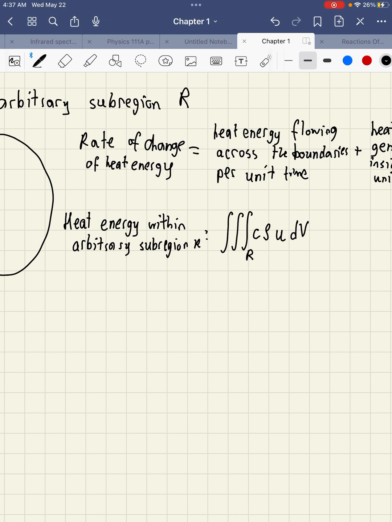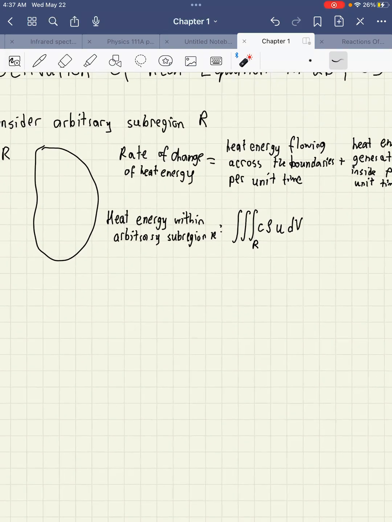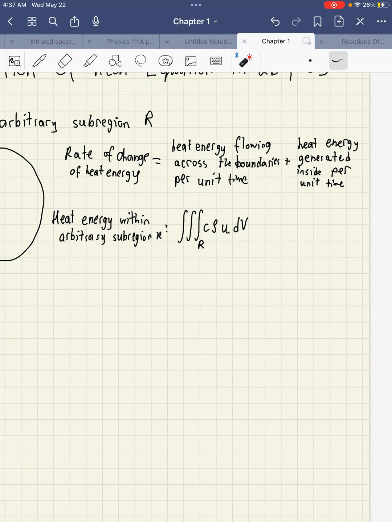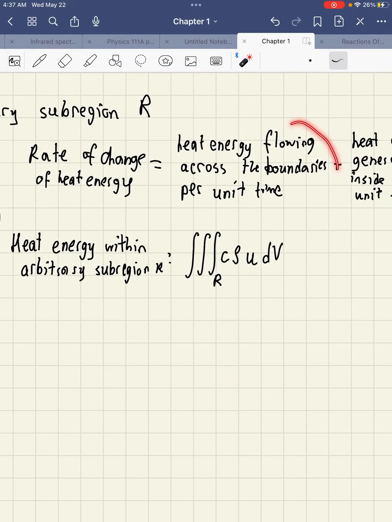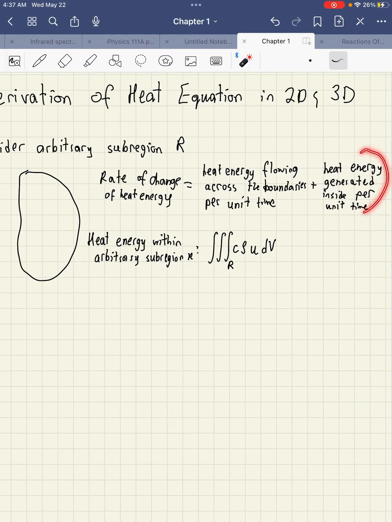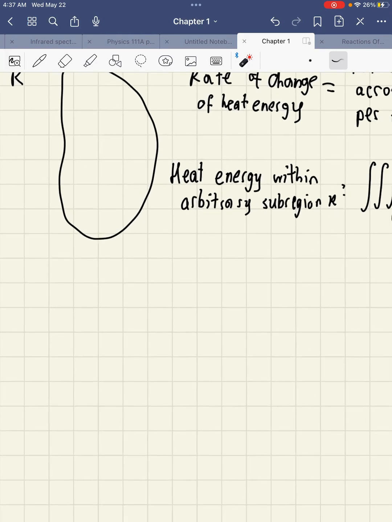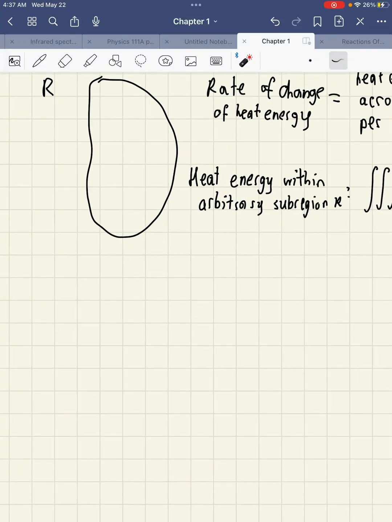So far we have the rate of change of heat energy. So we have the heat energy within the subregion, and therefore for the rate of change of heat energy, you just have to take the derivative with respect to time. Now, for the other concepts, we have to introduce and recall some of the theorems that you might have learned in vector calculus.